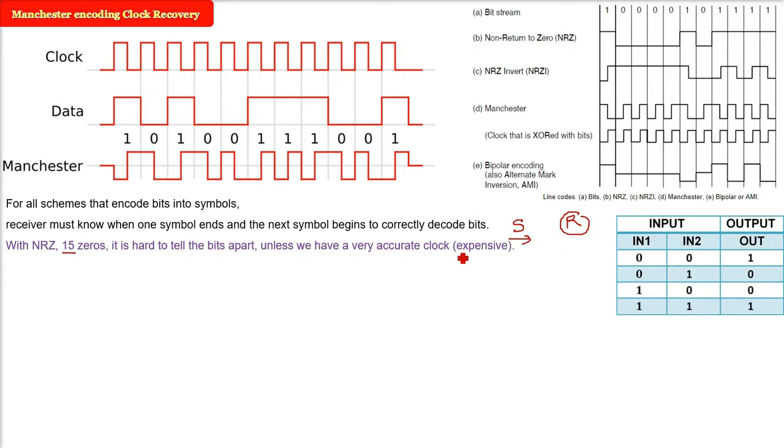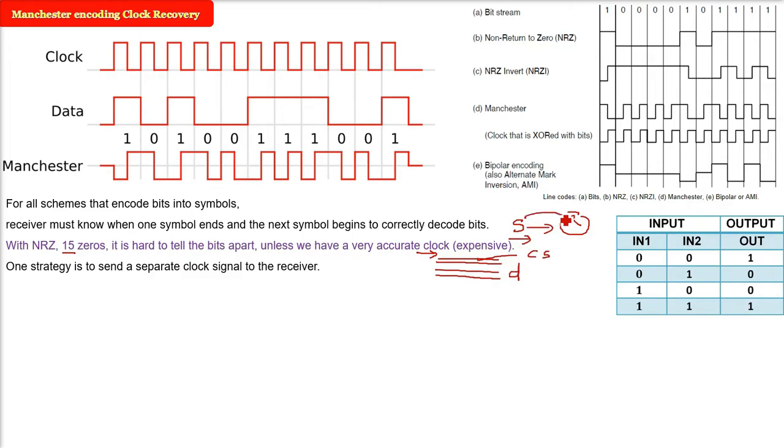So the only thought is we can have an accurate clock like we have in GPS, the atomic clock. Then it can easily tell where the symbol is ending. But it is very expensive. So the strategy would be, we can send this clock signal using a different channel. That is, we can send a separate clock signal to the receiver. One will be for data, one will be for the clock signal. So now the sender and receiver will have the same clock. It can easily find out where the symbol is starting and where the symbol is ending.